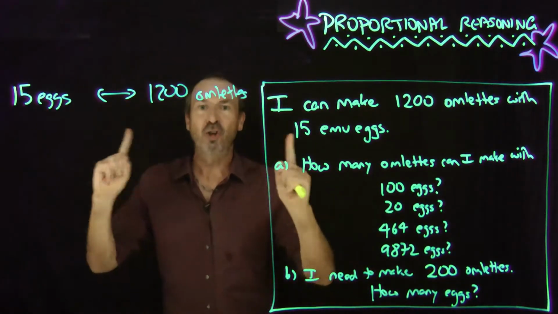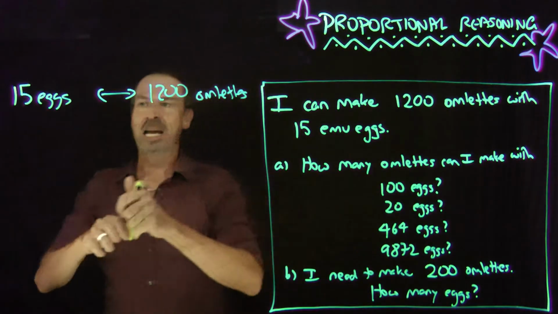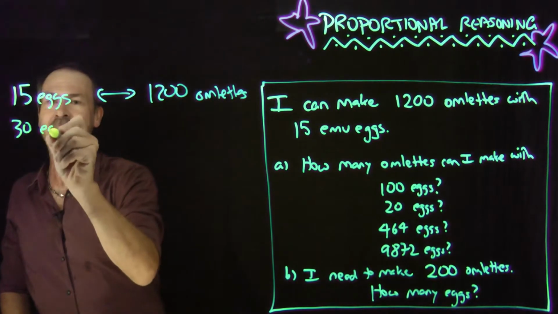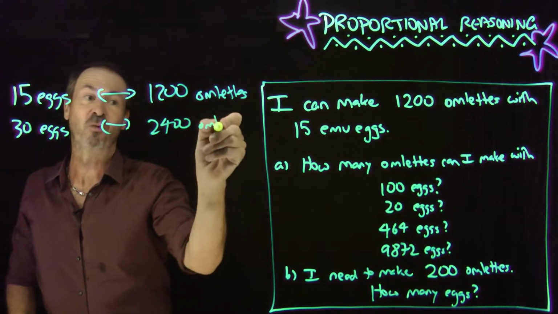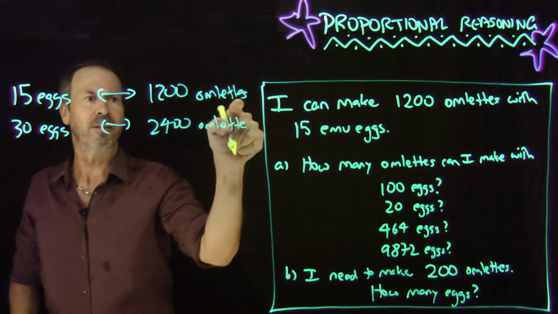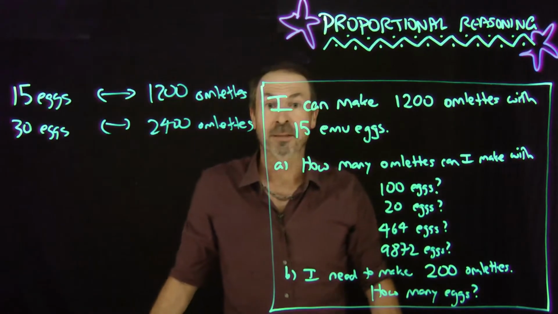But now I'm going to rely on common sense, my real world experience, because my real world says, oh, if I doubled the number of eggs, made that 30 eggs, then I know I'll be able to make double the number of omelets. That's just real world common sense. Omelets, there we go. Beautiful, double the number of eggs, double the number of omelets.